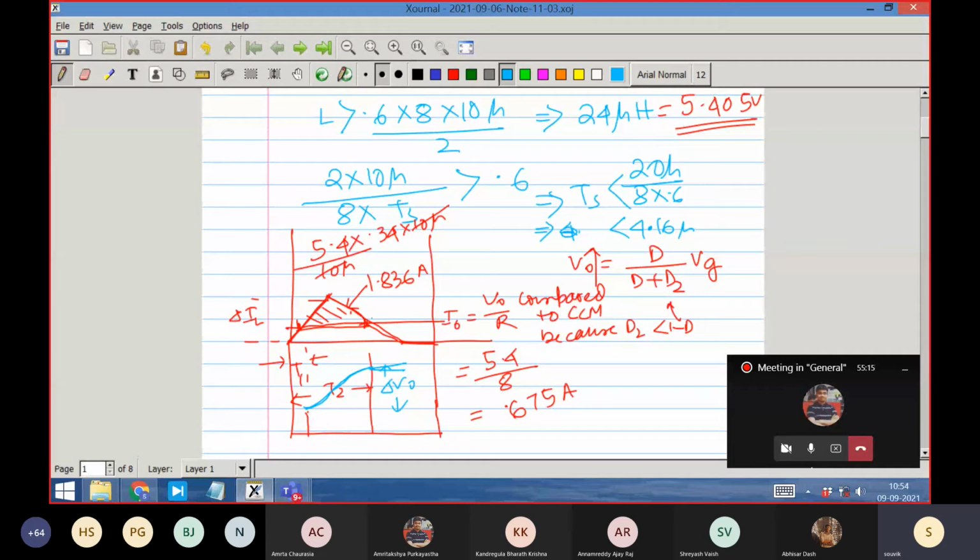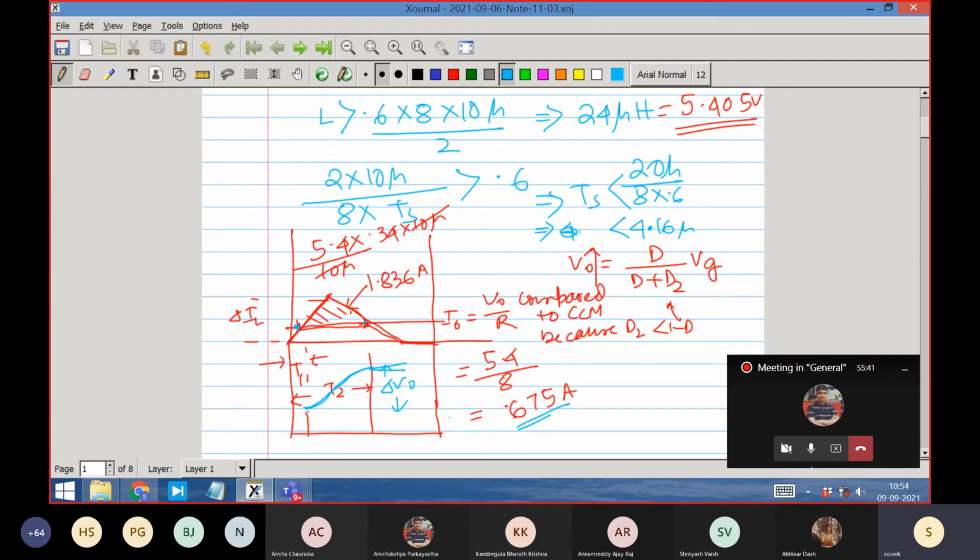It is easy, simple geometry. You have to find out what is T1, the intersection between the slope of the current and the value of 0.675. This point, current is 0.675, where it is intersecting and what time it is intersecting. This being greater than the average value, that means the capacitor is charging, right? I ignore this part because I know that in this part it is only decreasing.